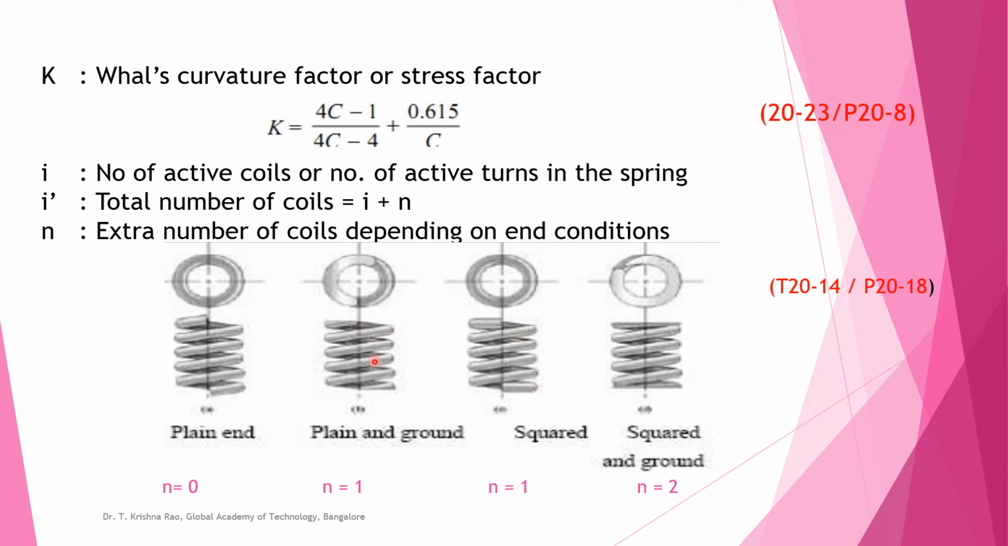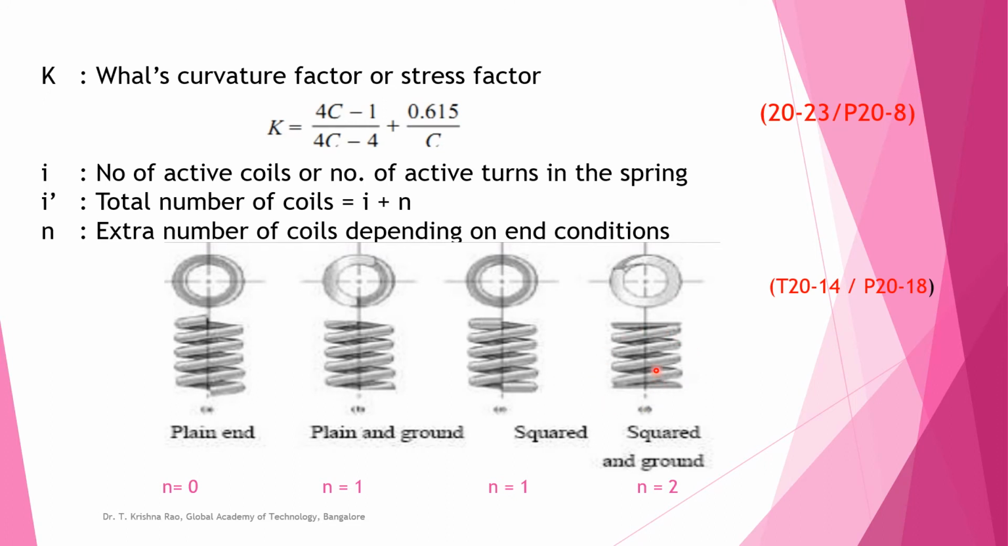So if you want 10 active coils for deflection, we should manufacture the spring with 11 coils, so that half a coil at the top and half at the bottom is used up for making it flat. In the case of squared and ground ends, we lose one full coil at the top and one full coil at the bottom, so two coils are to be extra here.